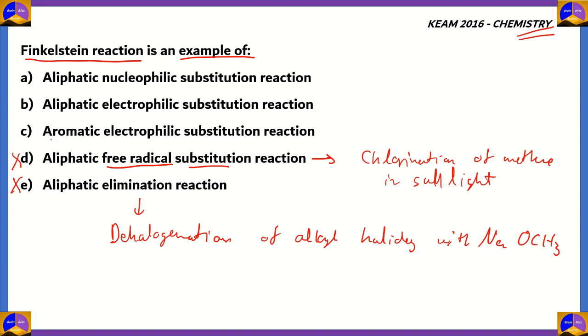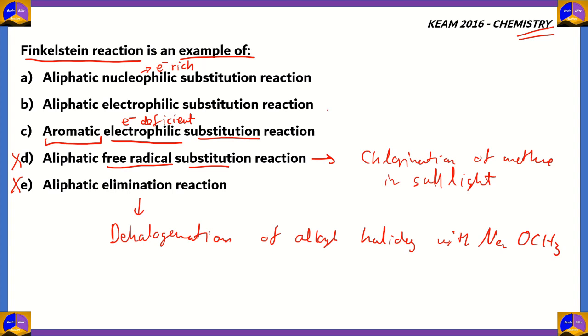Option C, aromatic electrophilic substitution reaction. Here we are dealing with, number 1, aromatic compounds, and number 2, electrophiles. Electrophiles are compounds which are electron deficient because they are attracted to electrons. Nucleophiles are groups which are electron rich. That means they have a lot of electrons and they're looking for some positive charge.